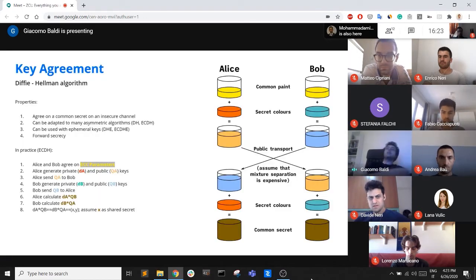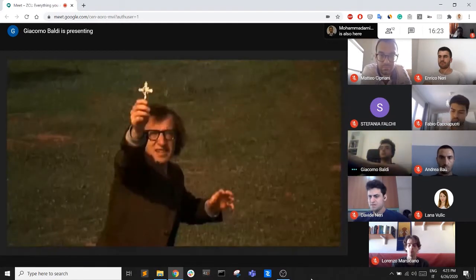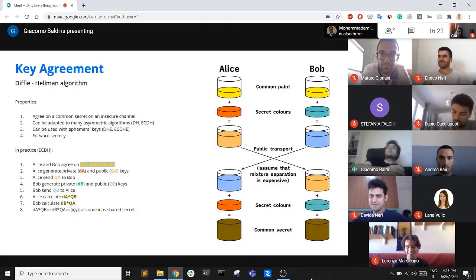Last algorithm. Oh my God. Probably one of the most beautiful algorithms in cryptography: key agreement algorithms. It's a set of algorithms that allows Alice and Bob to exchange a secret on an unsafe channel where Black Hat is listening, in such a way that Black Hat cannot get this common secret.